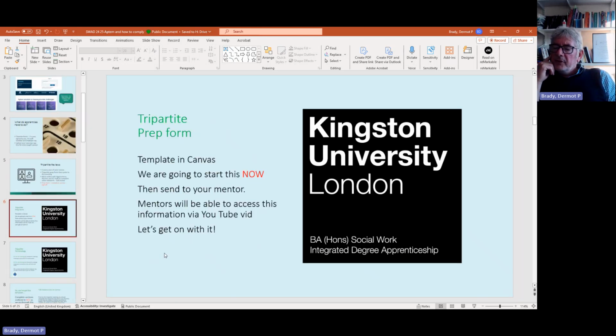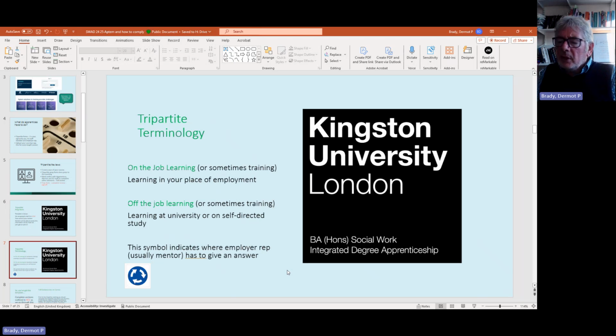Now, there's a template for this in Canvas in the module documents folder, and I do intend to facilitate some live sessions so people can actually do this as they follow me through the instructions. But you can also access this recording and use that as a way of completing the form. So when I say we're going to start this now, well, you can, but you might just be looking at this for information. Once you've finished that form, you'll send it off to your mentor. Mentors will also be able to access this particular little video. So let's crack on, why don't we?